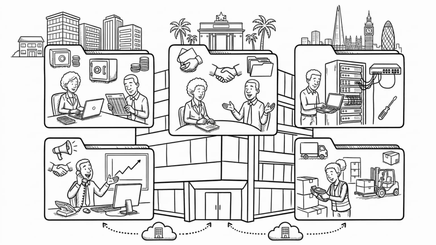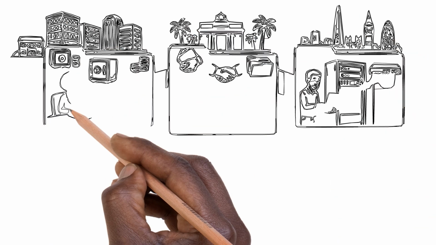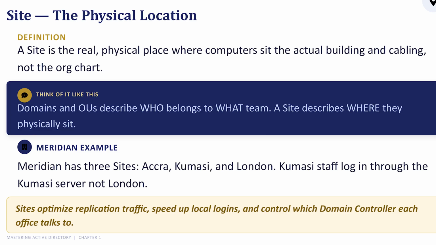And this is one of the concepts beginners often confuse with an OU. So look carefully. The slide says a site represents the real physical place where computers sit, the actual building, the actual network, the actual location. So organizational unit, or OU, is about logical organization, everything that goes on inside the computer. A site is about physical or network location. The Meridian example gives us Accra head office, Kumasi branch, London office.